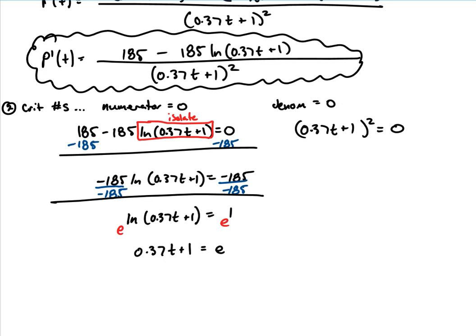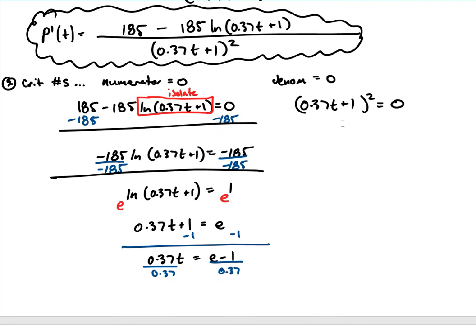All right, and then now I can solve for t if all I do is subtract 1. And then we'll divide. So I have 0.37t equals e minus 1. And then now let's divide by that 0.37. There we go. So we get this kind of strange t value here, which would be our critical number. So t equals e minus 1 over 0.37. Okay, so this is a critical number.